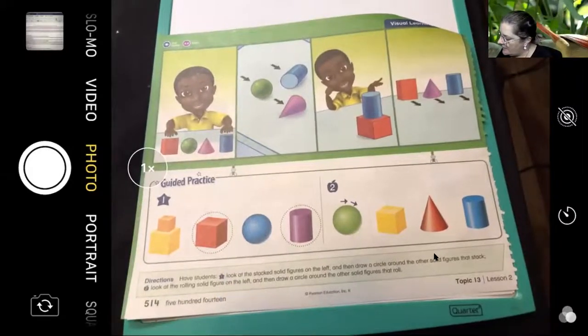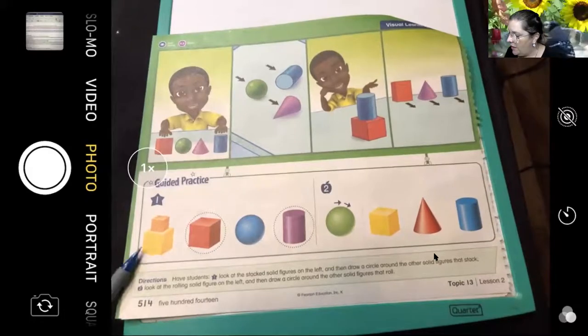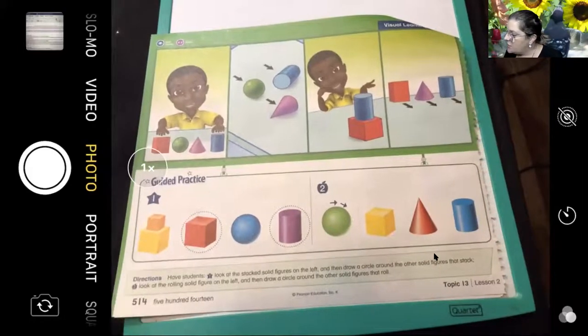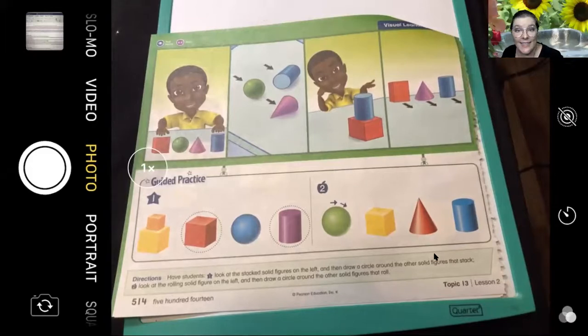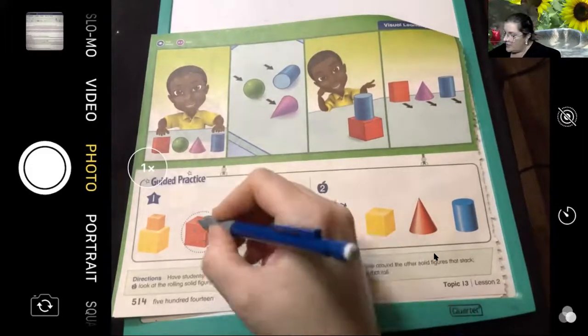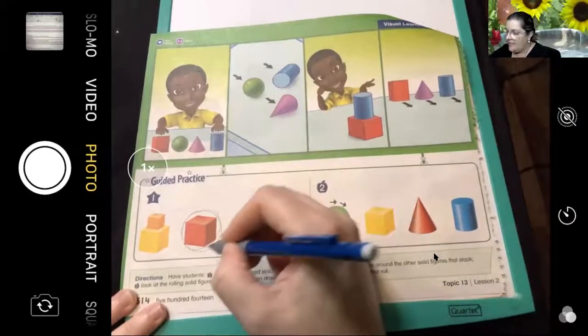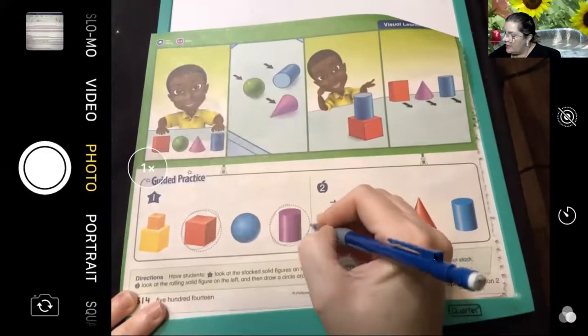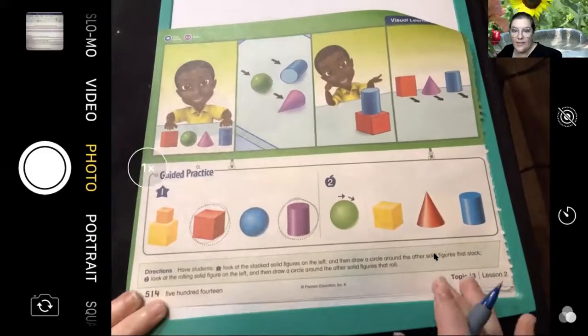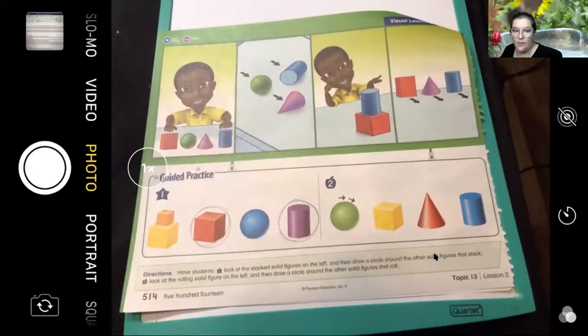It says, look at the stacked solid figure on the left. Then draw a circle around the other solid figures that can stack. So you'll notice that they have circled the cube because it has some flat sides it can stack, and also the cylinder. Perfect.